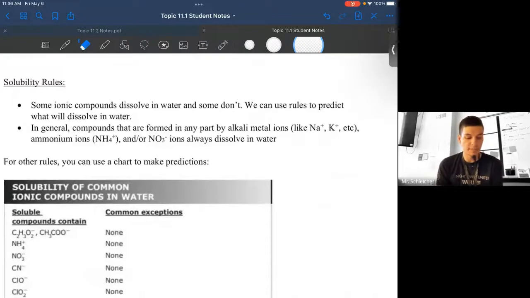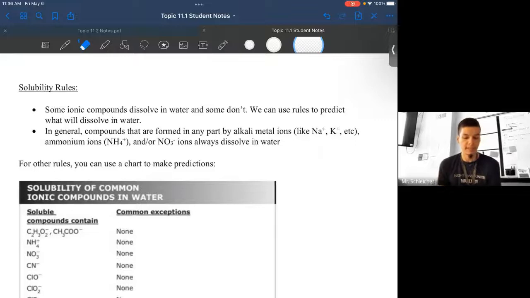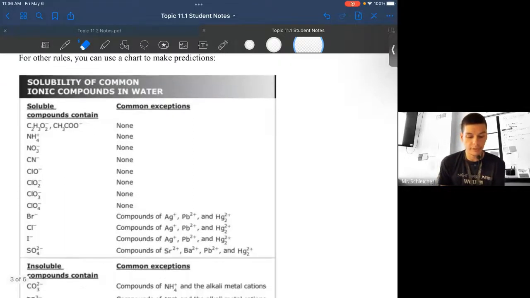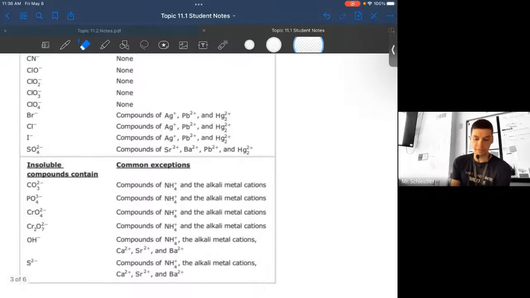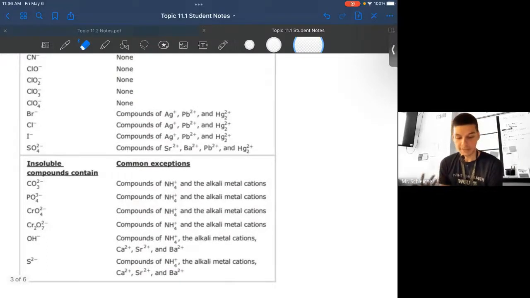The other things we talked about were some solubility rules. We said that for certain ionic compounds, it seems like some things would dissolve in water and some things wouldn't. So we could predict what could and what couldn't dissolve in water with this chart of information that would be provided to you whenever you're asked to make such predictions.